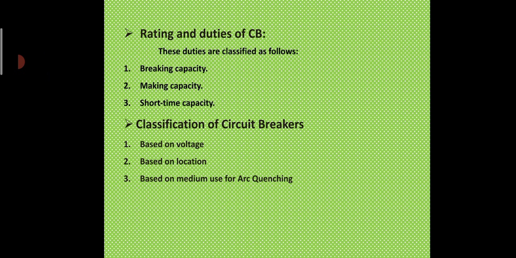Short time rating of the circuit breaker depends upon two factors. First is capability to withstand the electromagnetic force, and second is capability to withstand the temperature rise. The specified short time rating of the circuit breaker is 3 seconds when the ratio of the symmetrical breaking current and rated current is up to 40. But when the ratio exceeds 40, then the short time rating is 1 second.